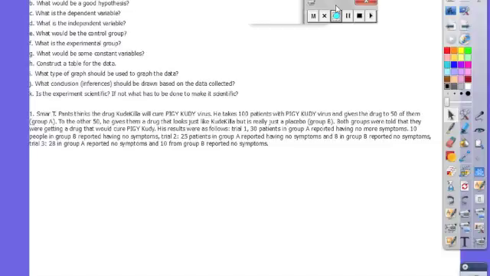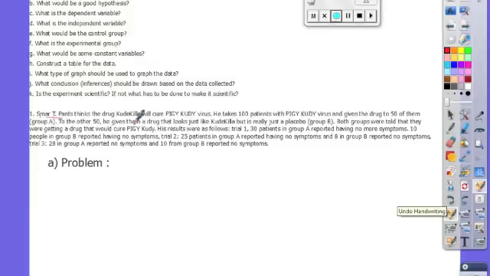Okay, the first step that we do is our problem statement. And our problem statement is always in the form of a question. So A is our problem statement. In this particular little story, Smarty Pants wanted to see if this particular medication, Caligula, would cure people that have that virus. So we're going to put it in the form of a question.